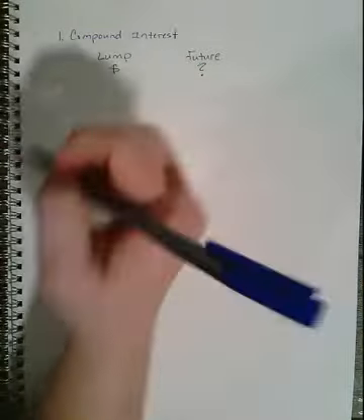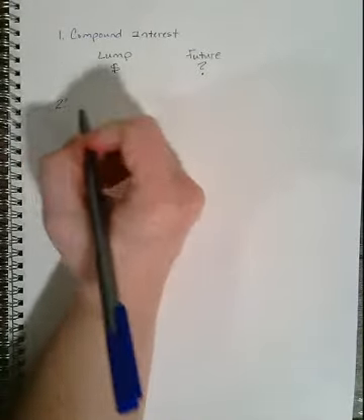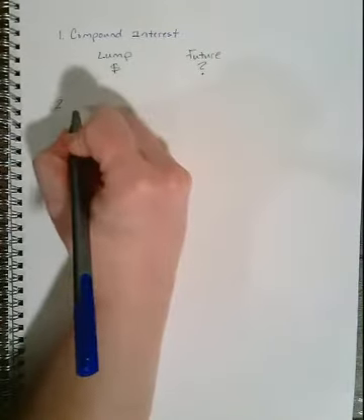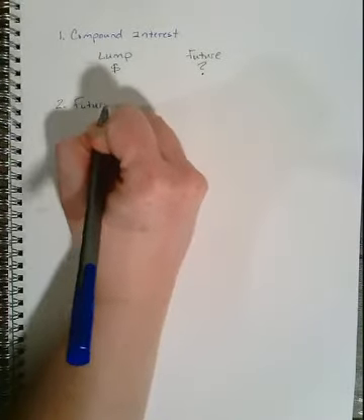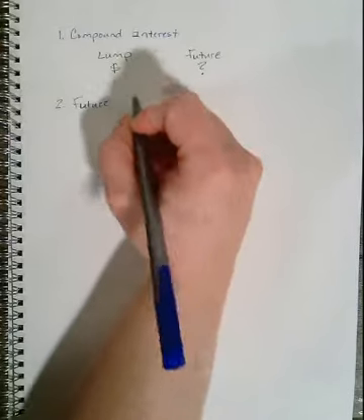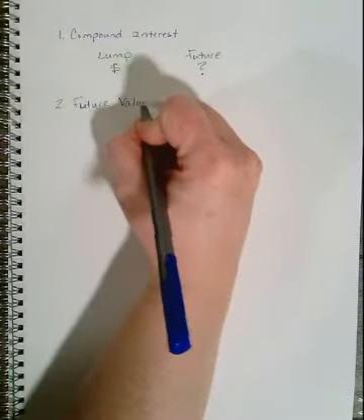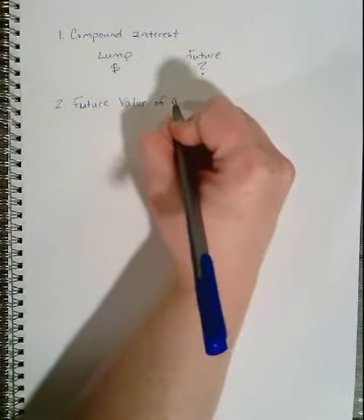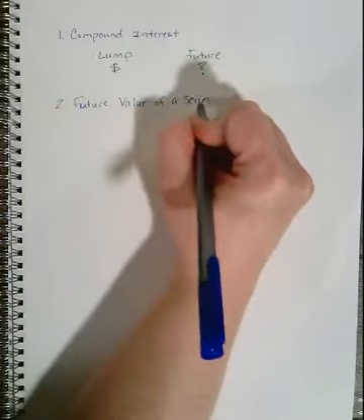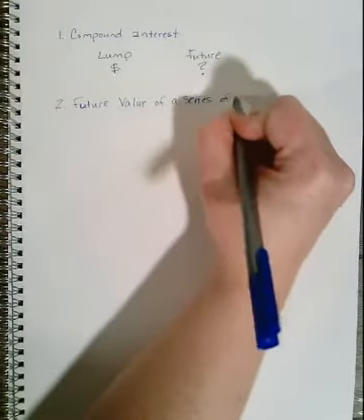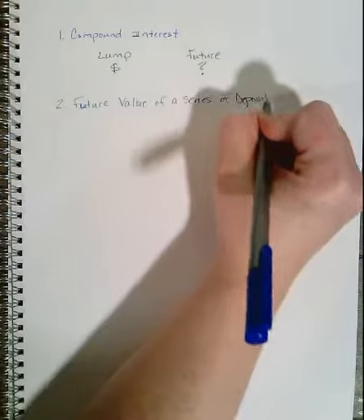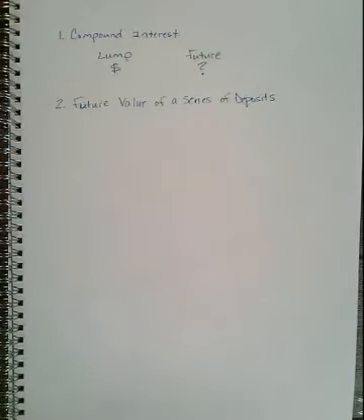Then the second one you have is, this sounds really fancy, the future value of a series of deposits. Sometimes it'll say future value of an annuity, which an annuity is a series of deposits. It means the same thing. So series of deposits or annuities, same thing.